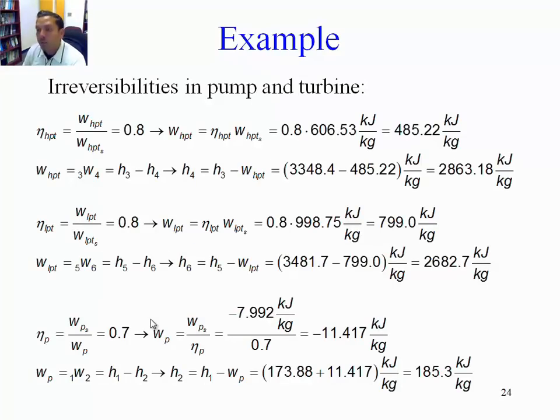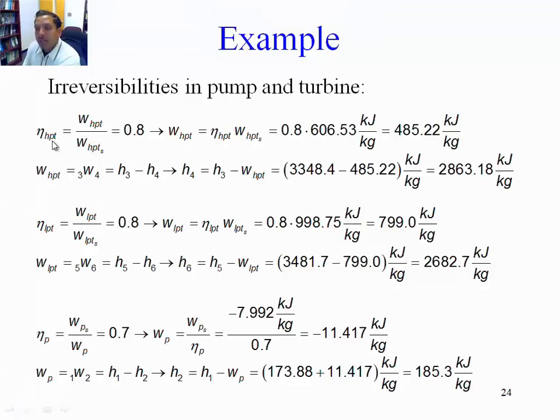All right, now let's see what happens when you include the irreversibilities in the pump and in the two turbines. We found the efficiency to be 40 point some percent when the cycle is ideal. It's a reheat cycle, but it's still ideal because we're assuming that the pump and the two turbines are perfectly isentropic. But we're told that the two turbines have an efficiency of about 80% and that the pump has an efficiency of about 70%.